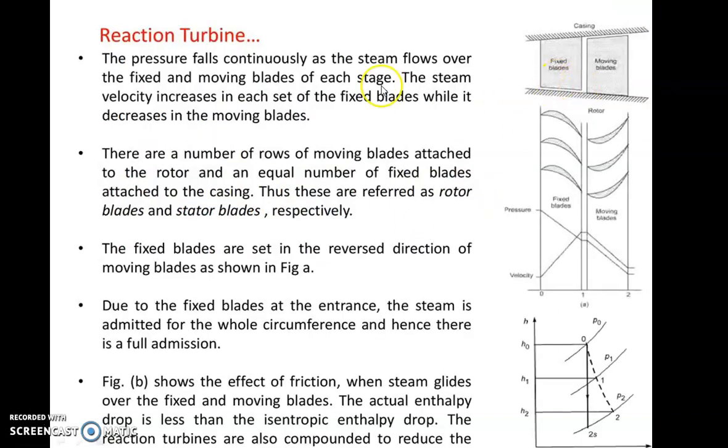Now in this case, the stage of a turbine remains the same. A stage consists of a stator and rotor. Stator is nothing but the fixed blades, and then there are the moving blades. Here the fixed blades are acting as nozzles. So nozzles are replaced by fixed blades, but the fixed blades are given such a shape that they decrease the pressure across the fixed blade, and across the moving blades also the pressure is decreasing.